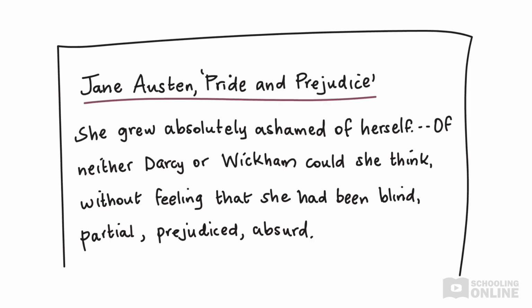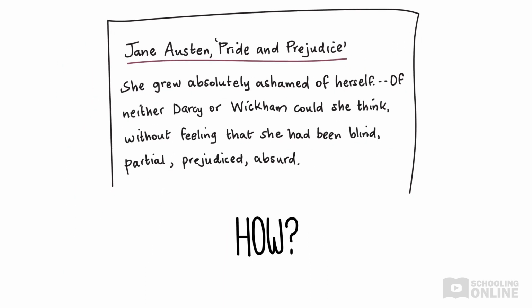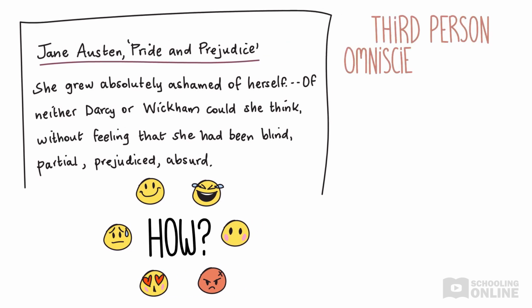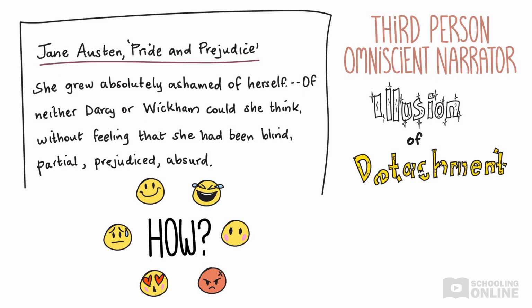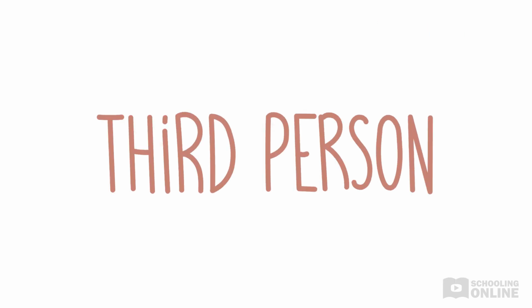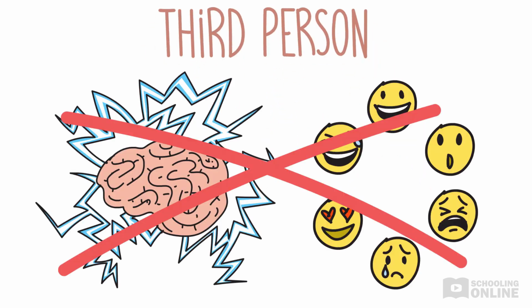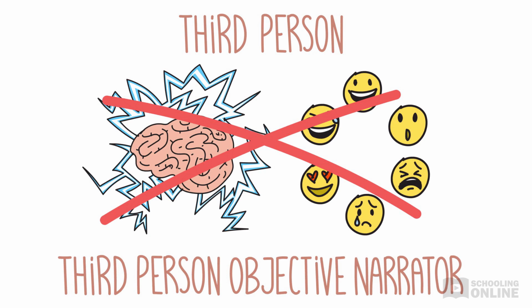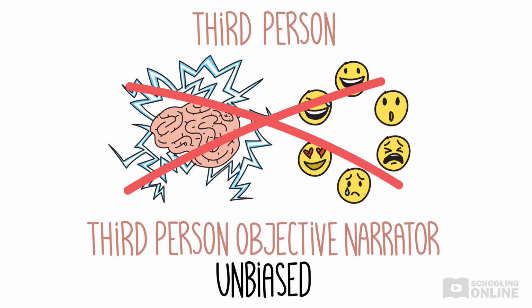Let's jump back to Jane Austen's Pride and Prejudice for a quick example. How could our narrator know what the main character, Elizabeth, was feeling? This is an example of the third-person omniscient narrator, and Austen uses it throughout Pride and Prejudice to maintain the illusion of detachment from the story, whilst still being able to delve into Elizabeth's personal thoughts. On the other hand, a third-person narrator who doesn't have access to characters' thoughts and feelings is simply termed an objective narrator, which is used to give the most unbiased, objective narration possible.